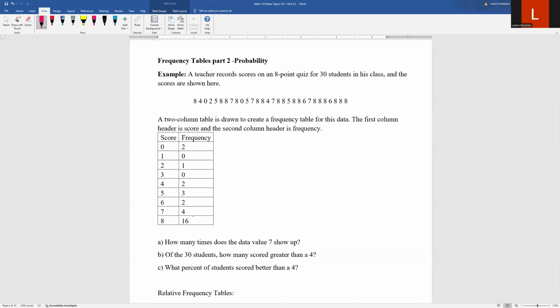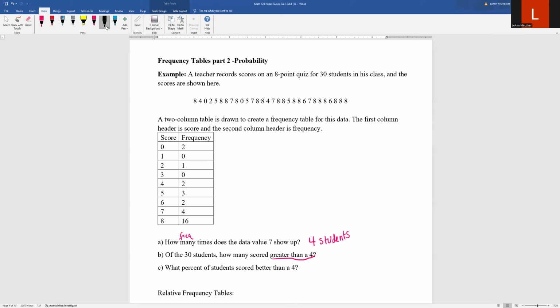So how many times does the data value 7 show up? That's asking frequency. How many did you count? So there were 4 students who had a score of 7. Now on Newton, you'll probably just be entering in the number for that. I just like to put the object or the name of the thing we're counting, so that helps you make sense of that. Of the 30 students, how many scored greater than a 4?